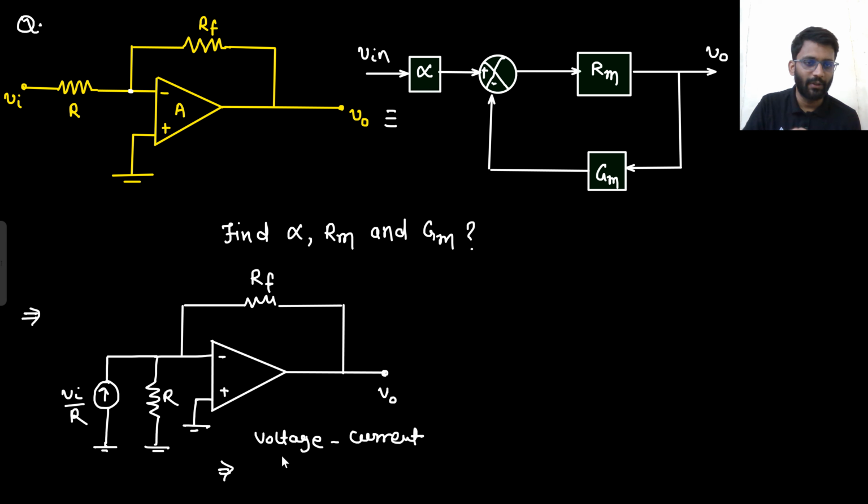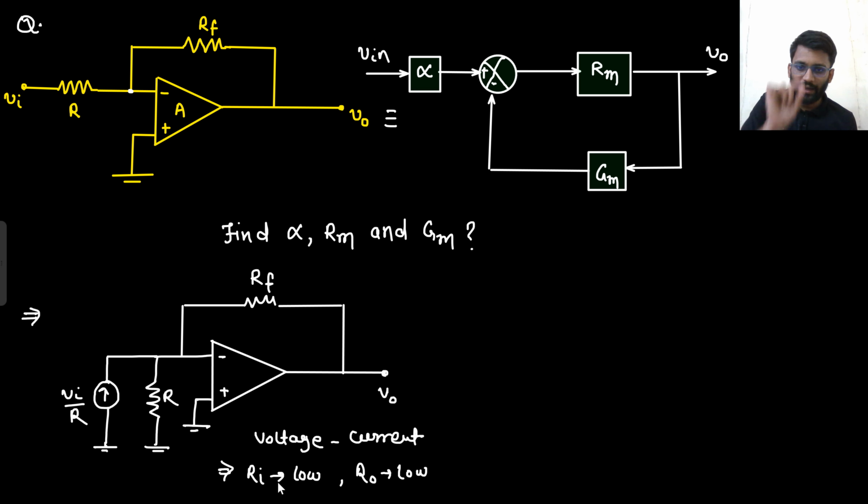So for voltage current feedback topology, Rin should be low because input is current. So you want more and more current to go into Rin. So that means Rin has to be low and Rout should also be low. Why is it so? Because your output is voltage, so you want more and more voltage to go towards the load. So Rout should also be low.